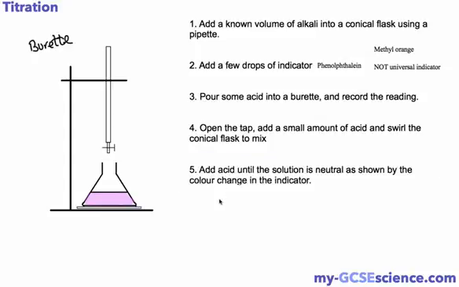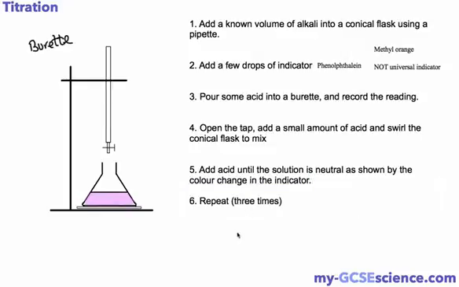Okay, so that's the next stage, and then after that we open the tap and add a small amount of acid and swirl the conical flask to mix it. So here's our tap. We open the tap, add a small amount of acid and give it a mix. We then keep adding acid till the solution is neutral, and that will be shown by the color change in the indicator. I think for phenolphthalein it goes from pinky to colorless at the correct point, but we keep on adding until the solution is neutral.